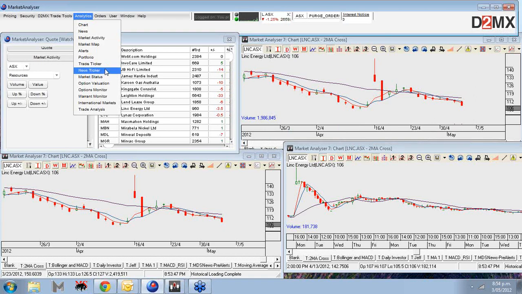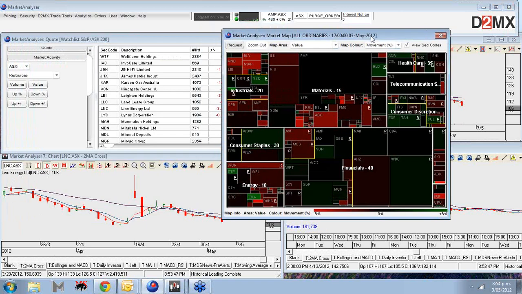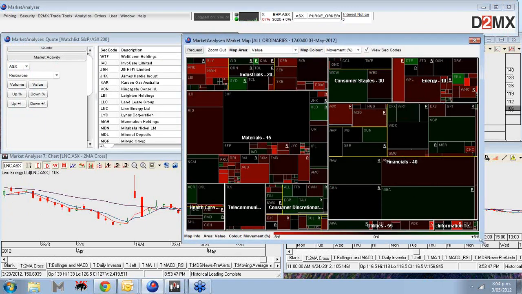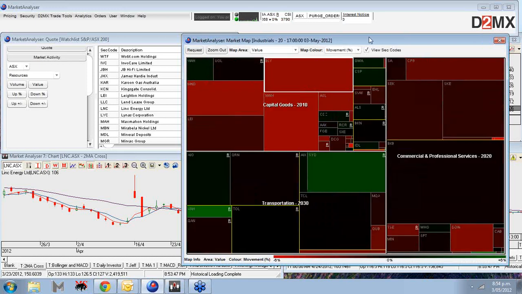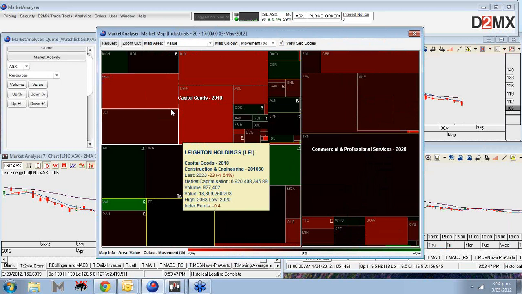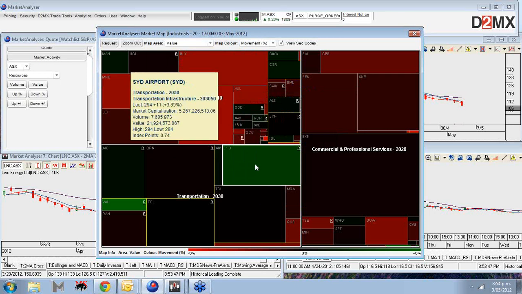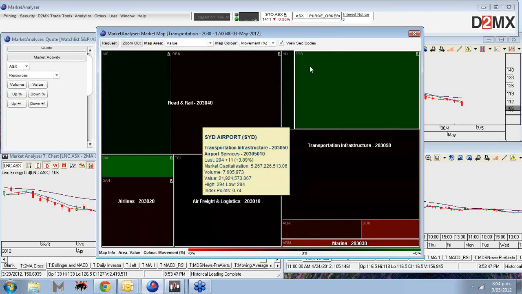Up in the analytics, we had the market map, which allows you to see what's happening in the market on a visual basis to see where the movement's occurring. And with a double click you can drill down into that sector and see that capital goods didn't have such a great day, and there's a lot of red ink in that particular area today. The one that sort of stands out is SYD, Sydney Airport, that's actually had a positive day in that sector. So maybe worthy of more investigation.